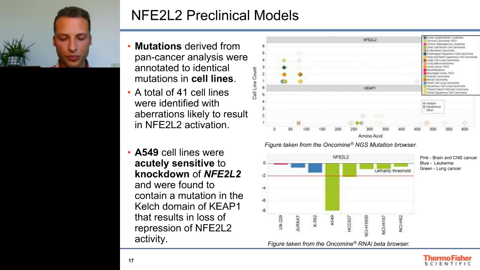So you can identify cell lines that have these recurrent mutations that were identified in clinical samples, and given data on cell line sensitivity to knockdown of various genes, which we have in our Oncomine RNAi browser, we can then identify a cell line that's actually sensitive to knockdown of NFE2L2 and could be potentially used as a model to characterize the gene further. So this kind of shows how the biological story for the NFE2L2 KEAP1 interaction and the potential therapeutic importance of NFE2L2 can be gleaned from this massive database of genomic and clinical data collected from publicly available tumor data.